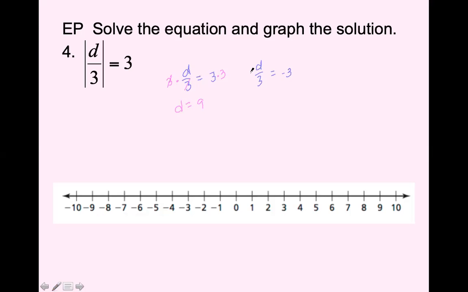And on the right, I multiply both sides by 3 again for this problem. And this time I get D is equal to -9. So our solutions this time are +9 and -9.